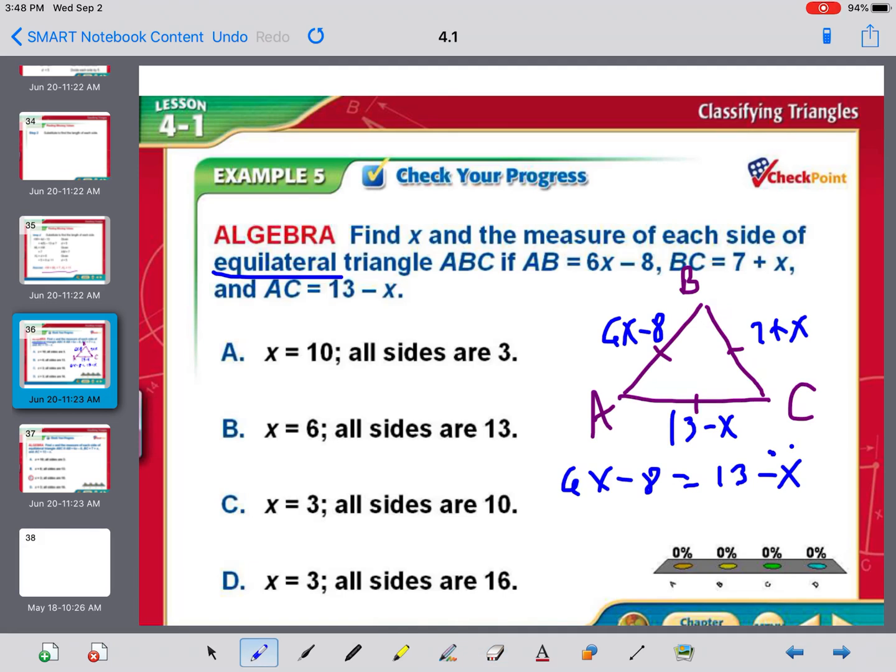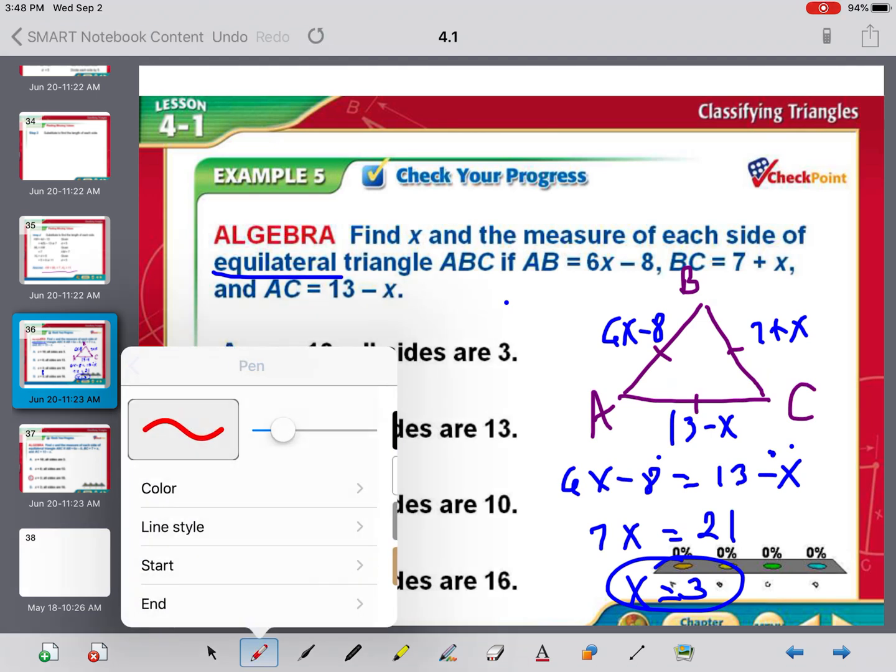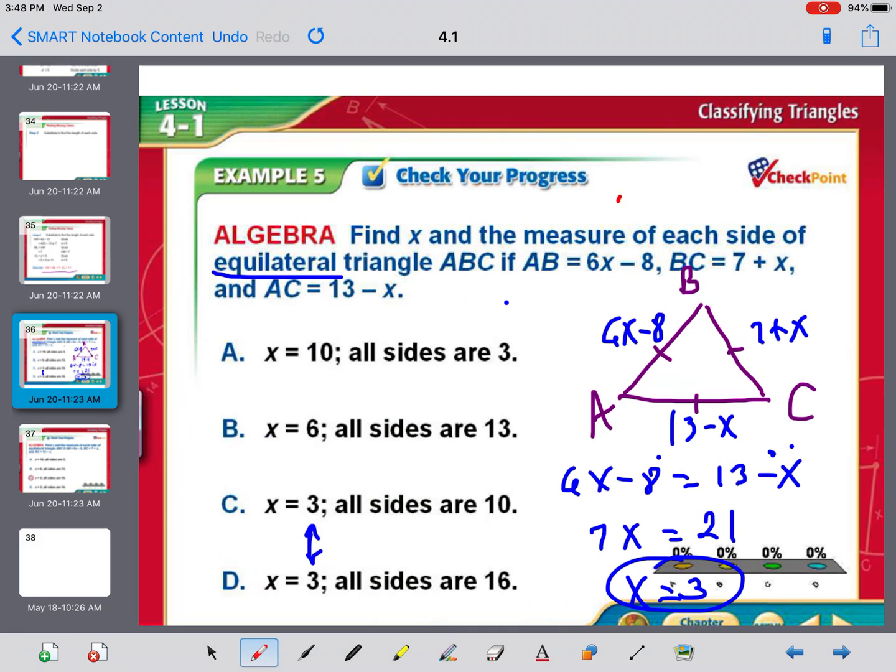So I'll take this x over and make it, oops, 7x. Because when I take that x over, it's a minus right here, so it's going to be plus. Take the 8 over, it'll also be plus. And so x is 3. That's what those two say. X is 3.